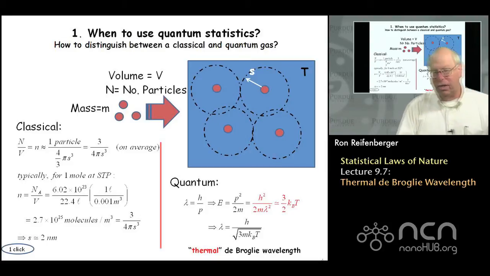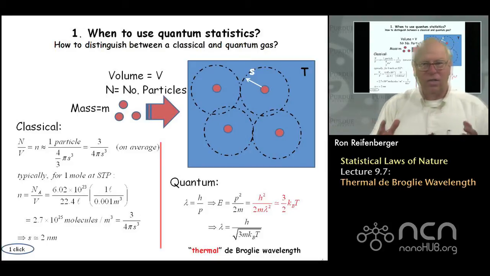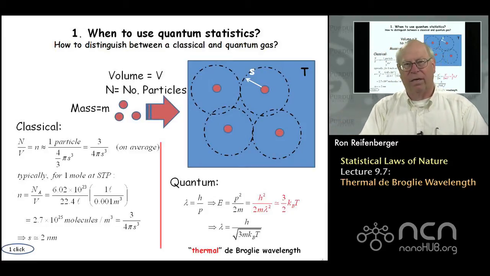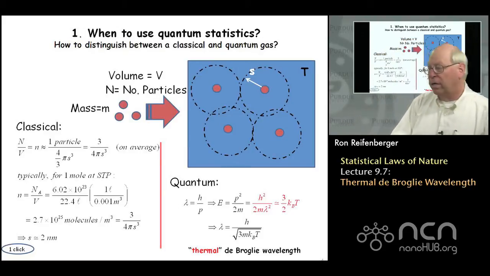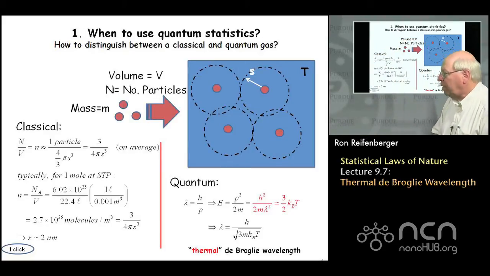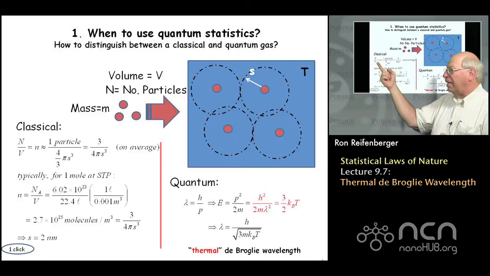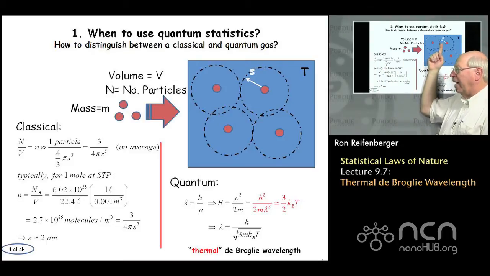And the question is, what typically is the size of S for, let's say, a collection of gas atoms? You can do that by just realizing that the number of particles per unit volume is going to be determined by this parameter S.